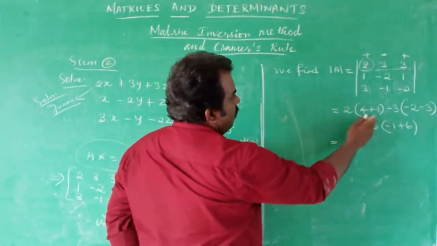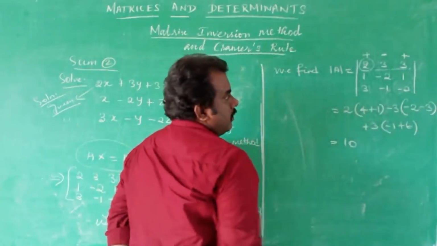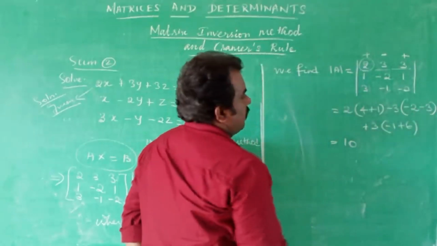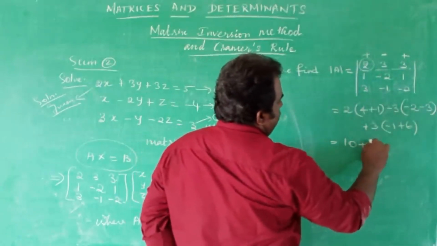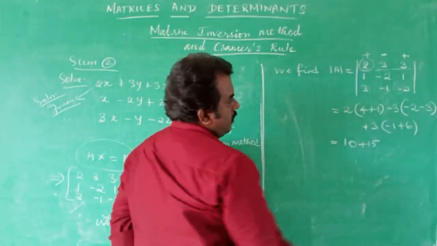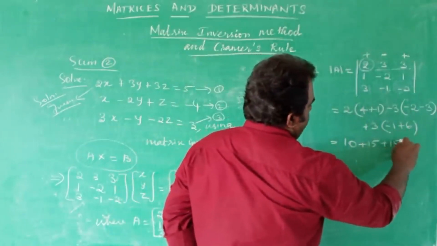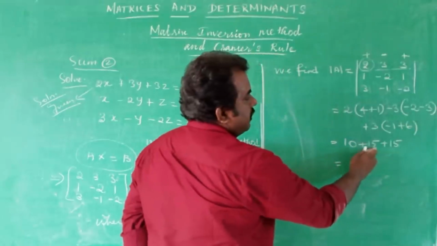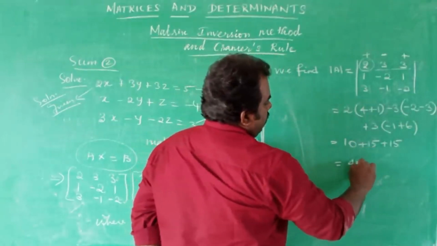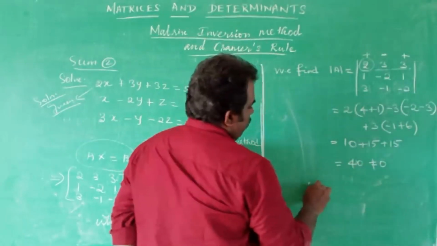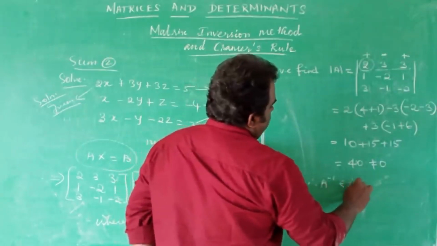Then 4 plus 1 is 5. Then 5 2s are 10. Minus 2, minus 3, minus 5. Minus 5 into minus 3 plus 15. Then 6 minus 1 is 5. Then 5 3s are 15. So 15 plus 15, 30. 30 plus 10, 40. It is not equal to 0. Therefore, A inverse exists.